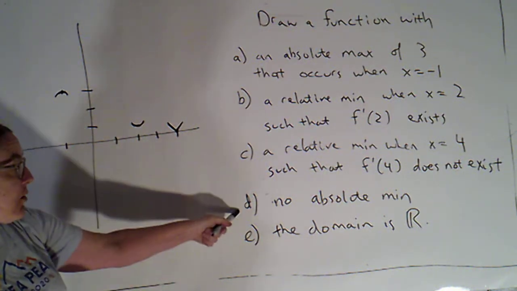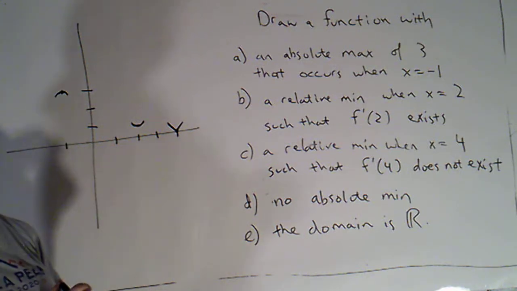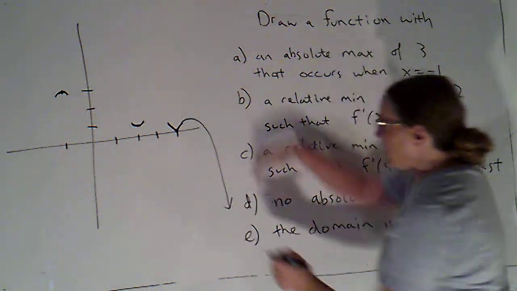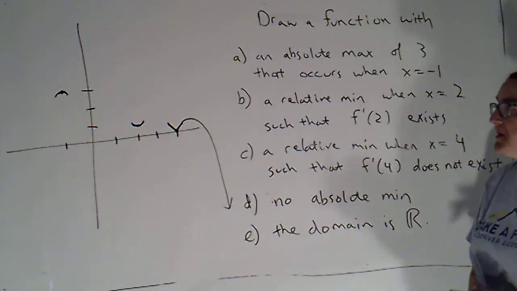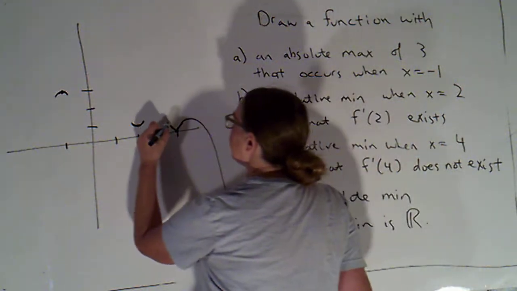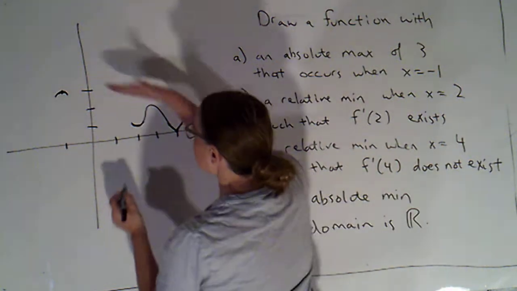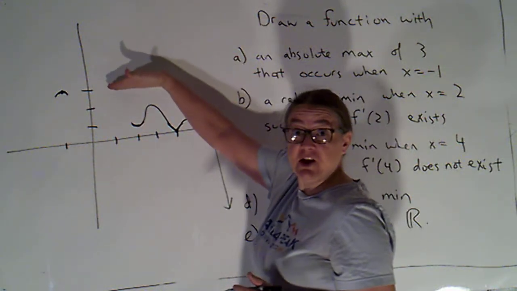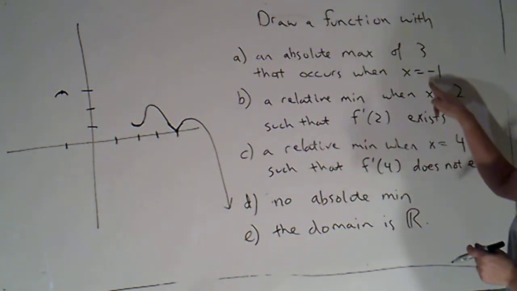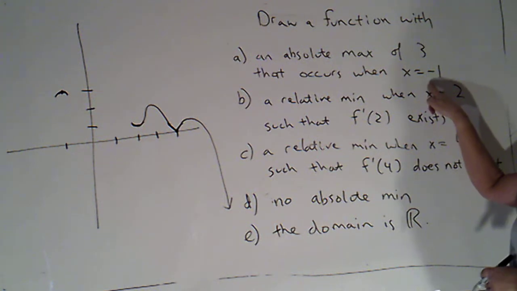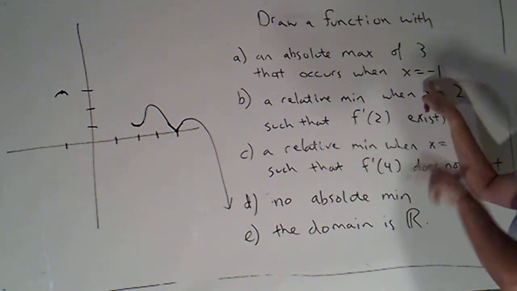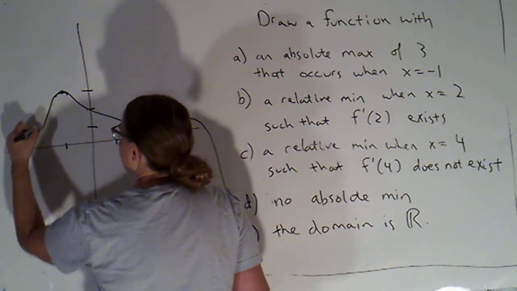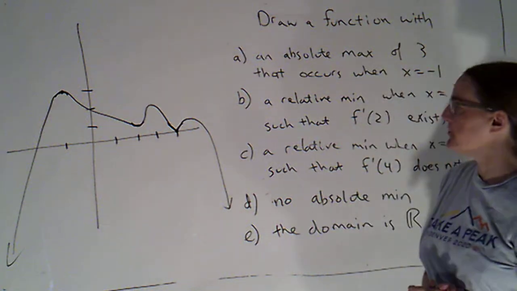And then I want no absolute min, and I want the domain to be all real numbers. So I'm just going to extend this. If we go down towards negative infinity, there's going to be no absolute min. And then I just need to connect the pieces, making sure that I never go above 3. Now, if I wanted to come up to 3 at another location, I could, because I did not say that this needs to be the unique location of the absolute max. Totally fine if I want to hit at some other point. I don't think I want to, so I'll just do this, and like so.